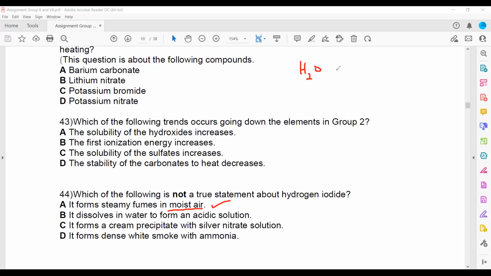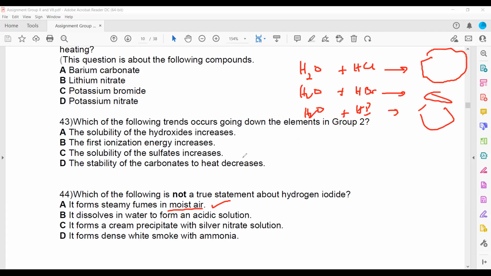For example, if H2O is there, combined with HCl, as a result, what will happen? It will form a dense smoke. Same thing, if water vapor is combined with HBr, it will form a dense smoke. Water vapor combined with hydrogen iodide gas, all will give dense smoke, like steamy fumes.